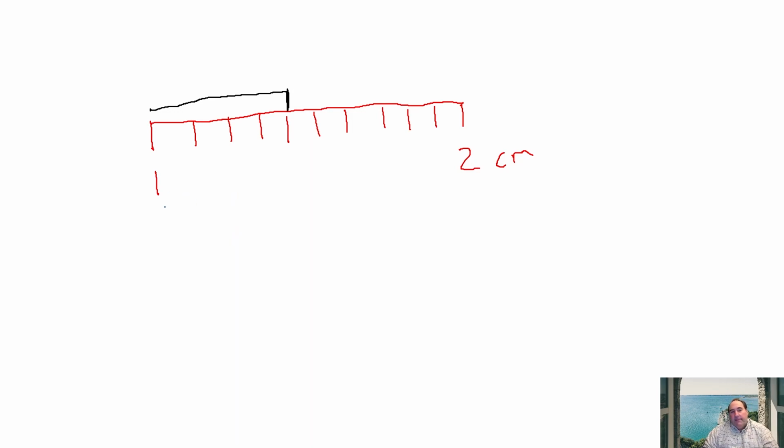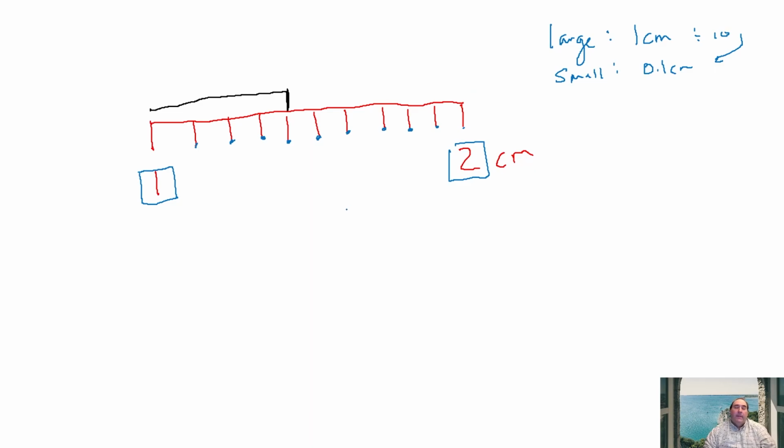Okay, let's take a look at this. So once again, we still want to do our normal process here. Just like we did previously, we're going to come up the same way. Our large marking on this is going to be 1 centimeter. Once again, counting our smaller markings, 1, 2, 3, 4, 5, 6, 7, 8, 9, and 10, gives us our small markings of 0.1 centimeters. Again, divide that by 10, get you there.